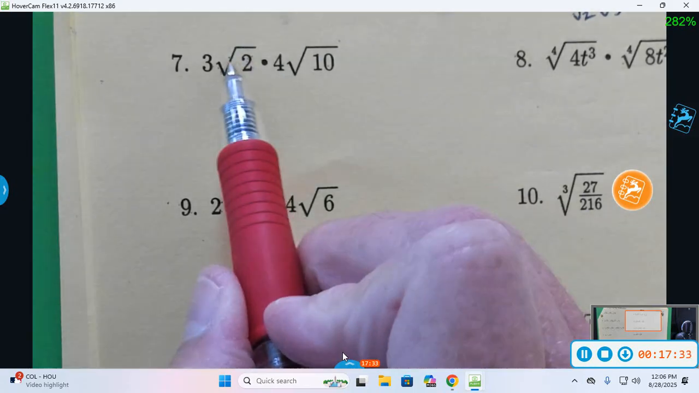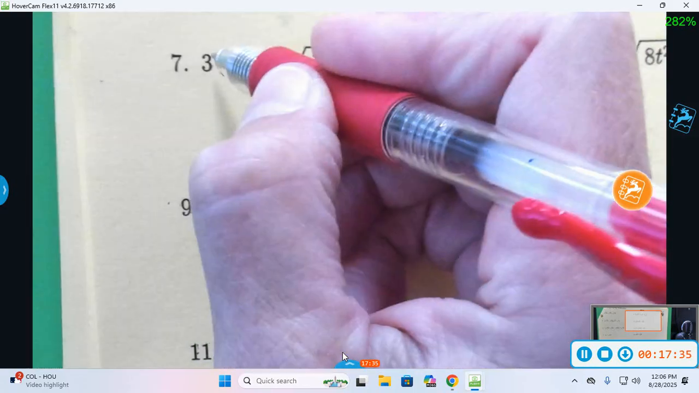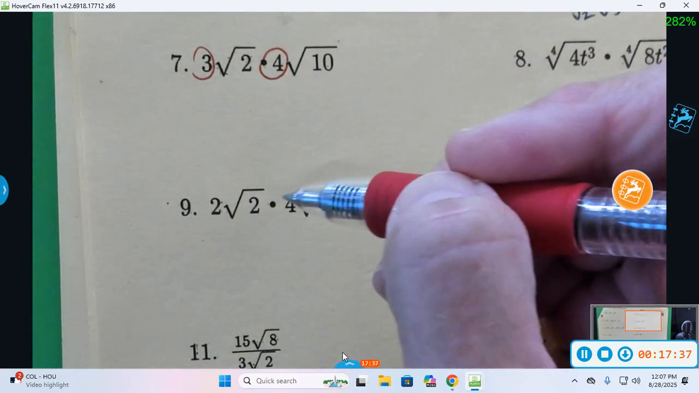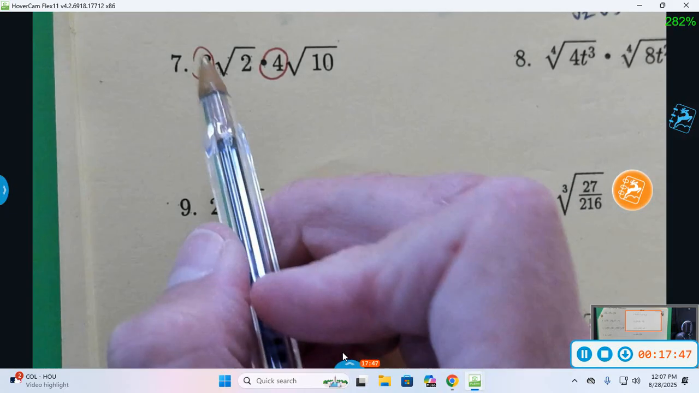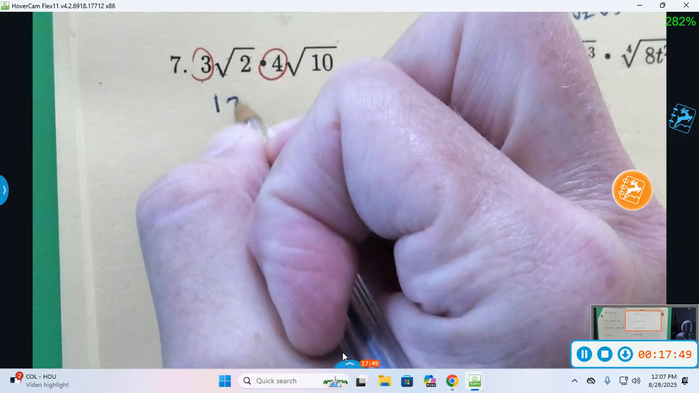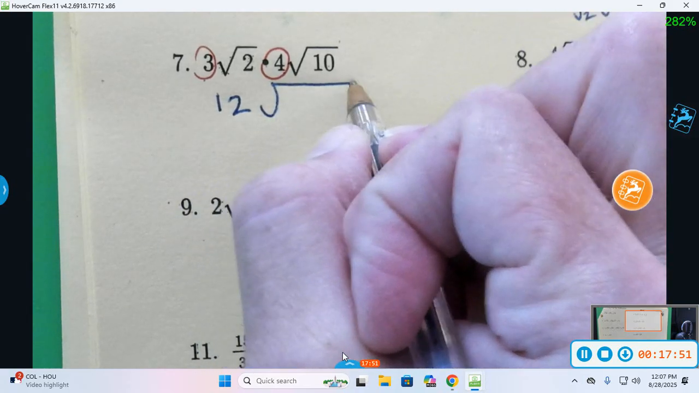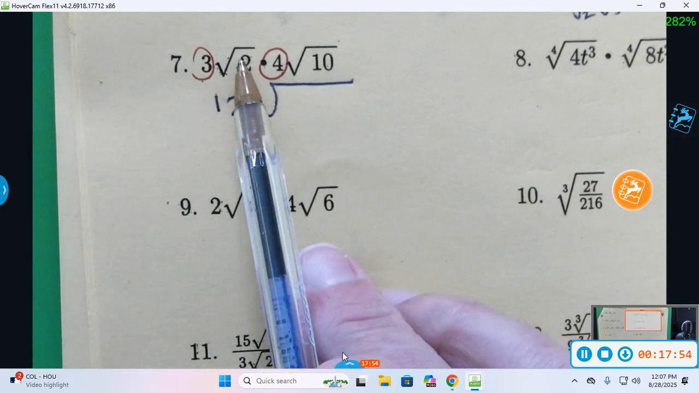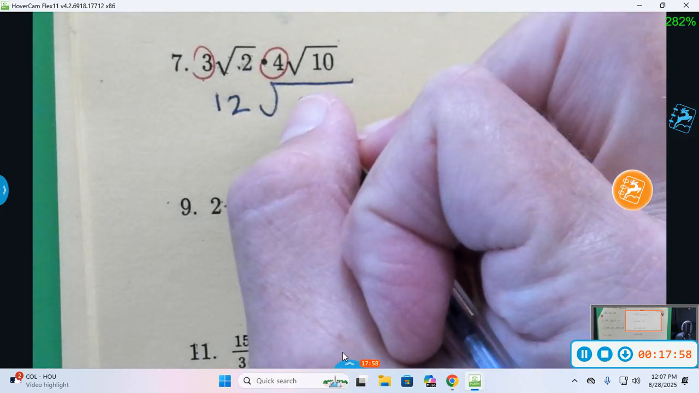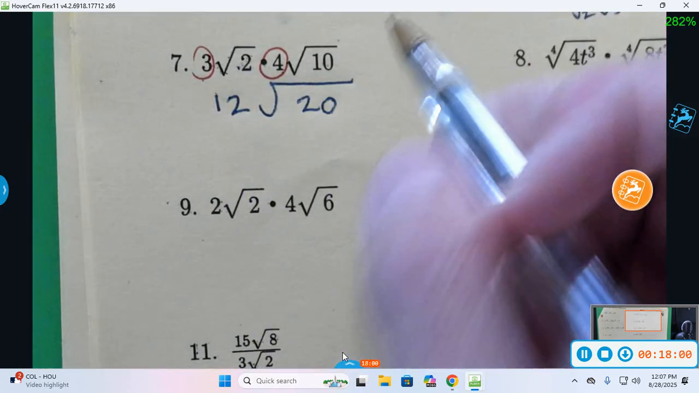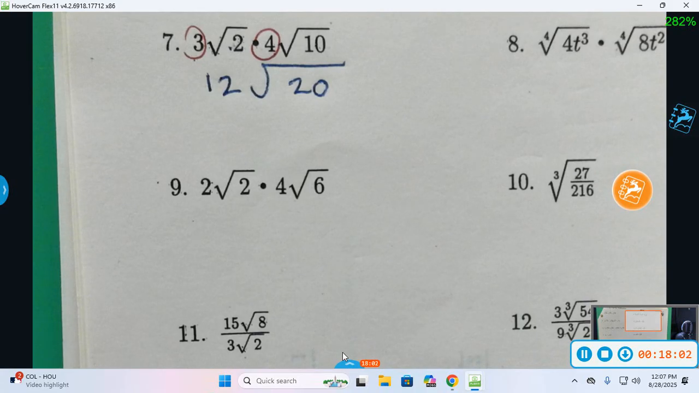This radical is kind of like a jail. So these people are free. 3 and 4 are free. So they can mingle. 3 times 4 is the same thing 3 times 4 has been your whole life. They're outside of the radical. So for number 7, 3 times 4 is 12. And then these people are both in the radical, but they can mingle. So 2 times 10 is radical 20. This is a good example because we're going to have to simplify that.